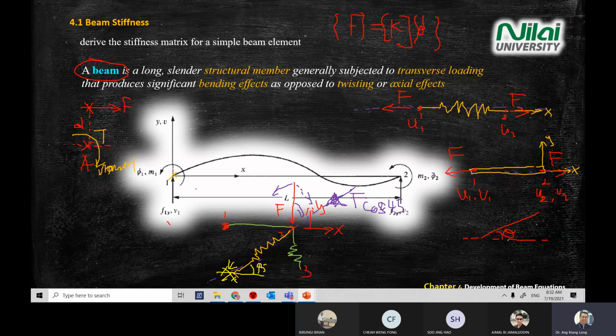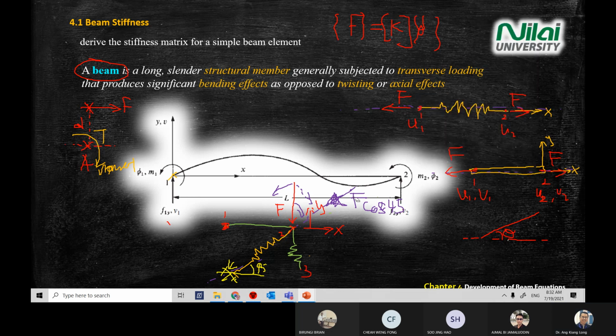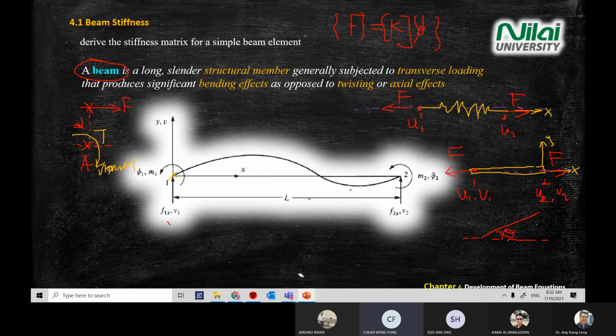You can see the differences between beam and spring and bar. Chia, do you see it now? Chia, are you there? Still not that clear, but I get some idea.